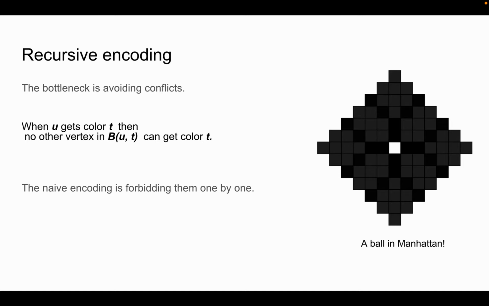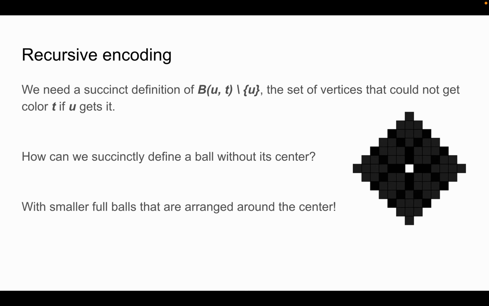Let us now discuss a more compact and sophisticated encoding that we call the recursive encoding. We can note that the bottleneck in the naive encoding comes from avoiding conflicts. In particular, when a vertex U gets color T, then no other vertex in the ball that's centered in U and has radius T can get color T. The naive encoding is forbidding vertices in this ball to get color T one by one. This is not efficient. We need a succinct definition of this ball without its center that corresponds exactly to the set of vertices that could not get color T if U gets it.